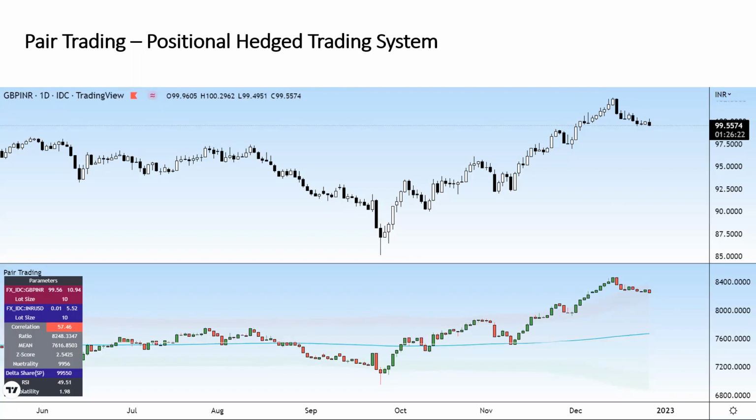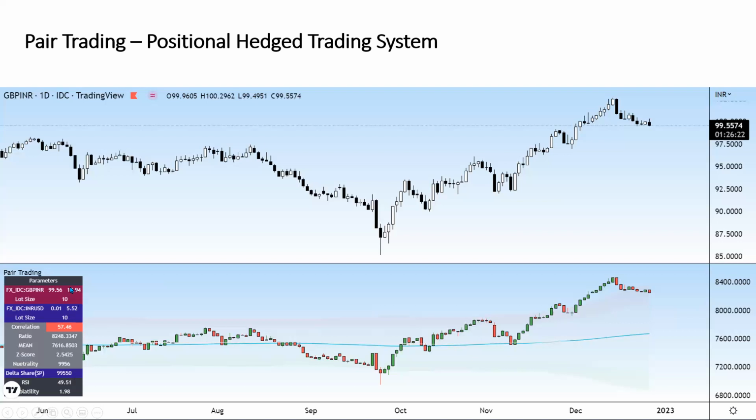Then there is neutrality, meaning rupee neutrality. Let's park it for now. And then delta share, these are all statistical stuff. Then RSI, the RSI of the pair, not the RSI of GBP, it is showing that level. This is volatility, the annualized volatility of this pair. And here you see 10.94 and 5.55.